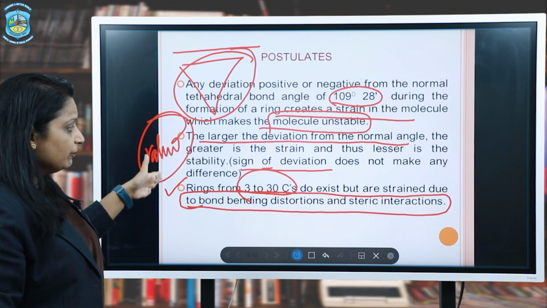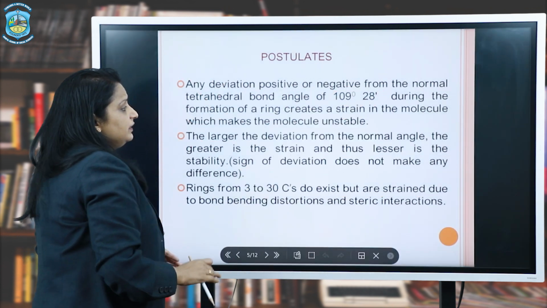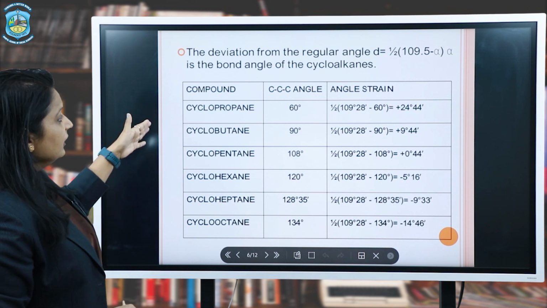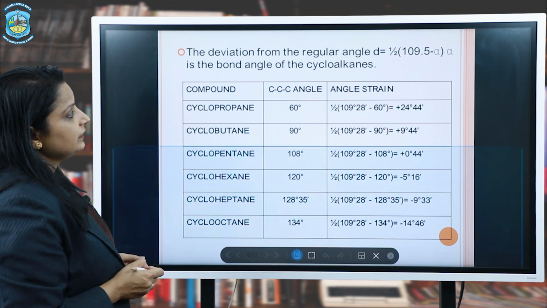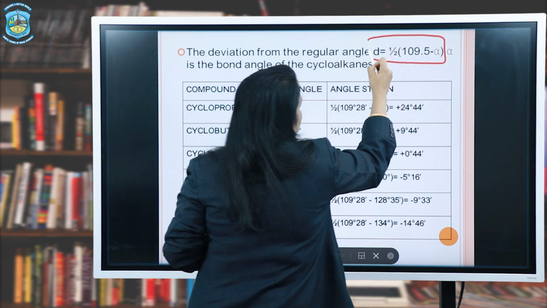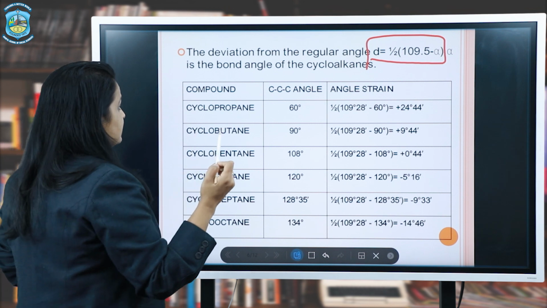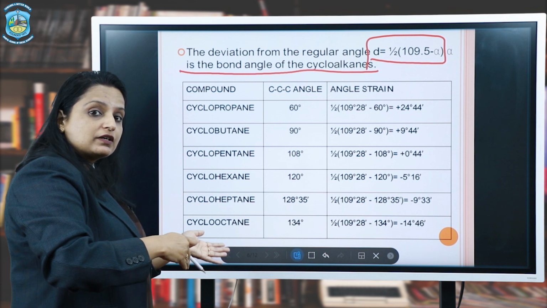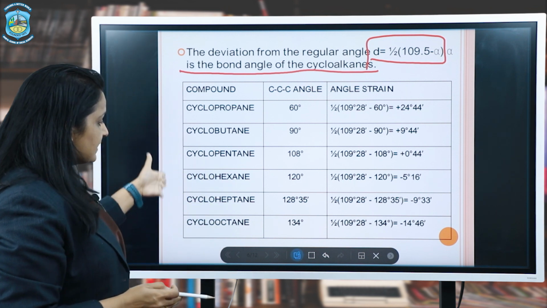So these were the 3 postulates made by Baeyer, and these postulates were then further explained by using a simple formula. In order to calculate the deviation, we have the formula d is equal to half into (109.5 minus alpha), where alpha is the bond angle when you are constructing the cycloalkane. So let's have a look at the different examples.